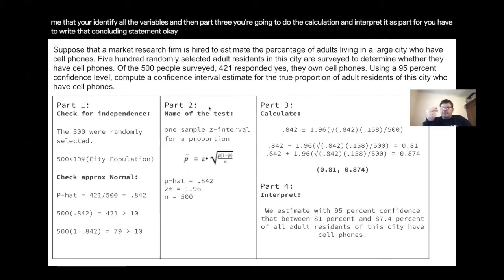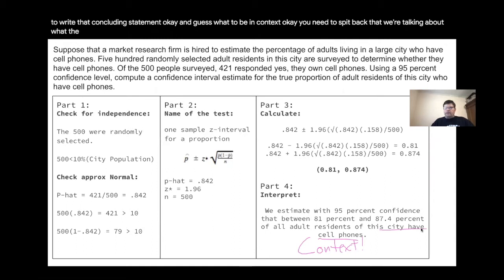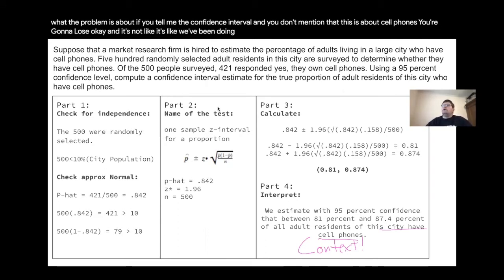And guess what? This needs to be in context. You need to spit back what the problem's about. If you tell me the confidence interval and you don't mention that this is about cell phones, you're going to lose. It's like we've been doing all along. You just are going to give back what you were given.